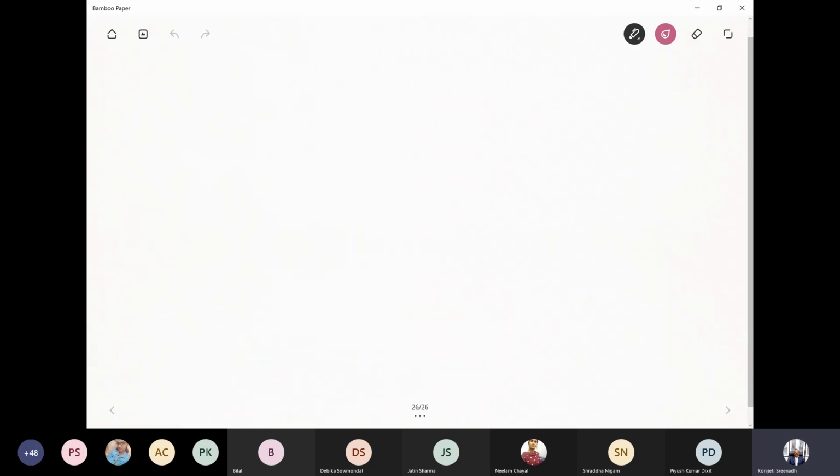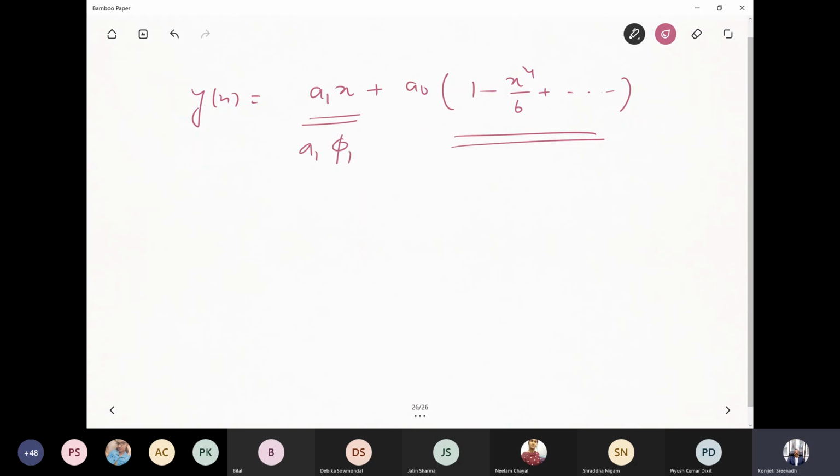So how does the solution look? You write the solution y(x), which is a1 x plus a0 into all the coefficients we can write, x to the power 4 by 6. So we got the series here, and there is a simple polynomial here. So x is one solution. This is what we write as a1 phi 1 plus a0 phi 2. Phi 1 and phi 2 are two linearly independent solutions. The linear independence is not difficult to show.